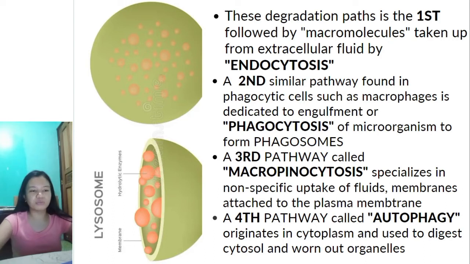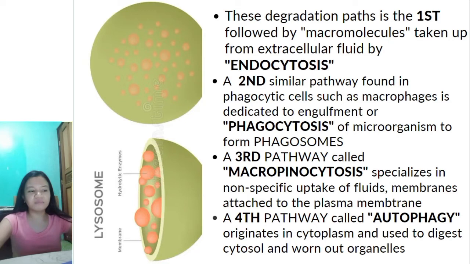So, yung first degradation path is sinusundan siya ng macromolecules taken up from extracellular fluid by endocytosis. So, first is endocytosis. Second, similar pathway, nakikitulong siya sa mga phagocytic cells such as yung mga macrophages, and is dedicated to engulfment or phagocytosis of microorganisms to form phagosomes. So, once na nagkaroon ng engulfment or phagocytosis tinatawag, dito na nabubuo yung mga phagosomes. So, second, phagocytosis.